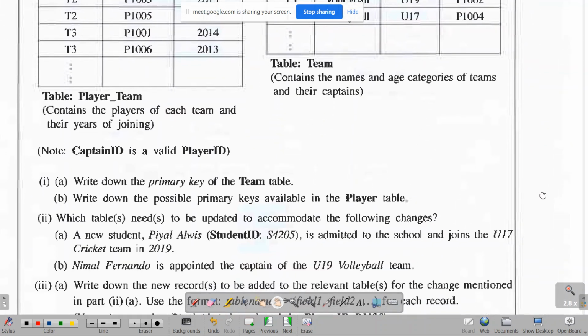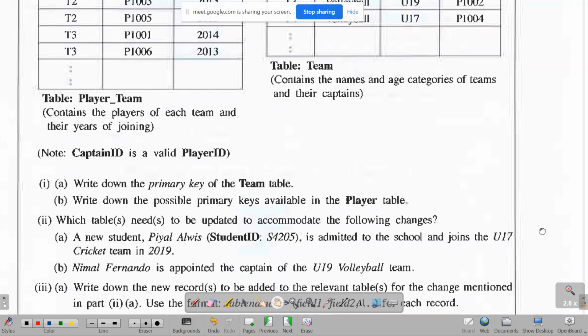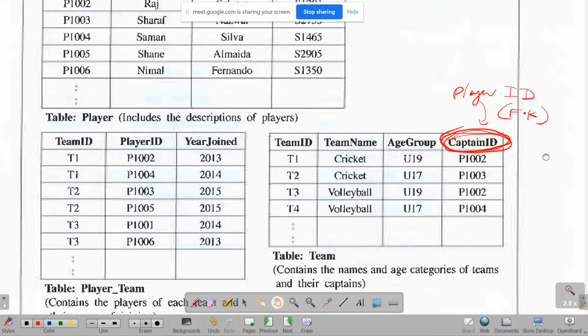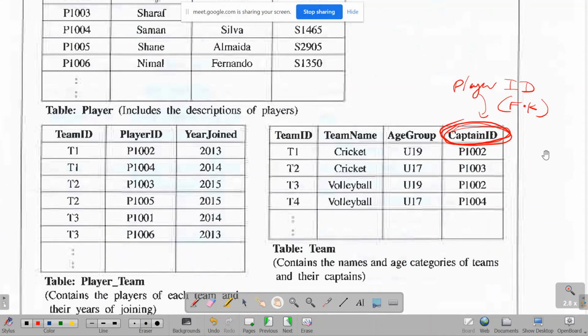So let's look into this. Write down the primary key of the team table. So the primary key of the team table, it's easy, right? The team ID. Because you can't take team name, it is being repeated. You can't take age group, it is being repeated. Captain ID is a primary key of another table, and even it is being repeated. So team ID is the only one which is not being repeated. So team ID can be taken as the primary key.